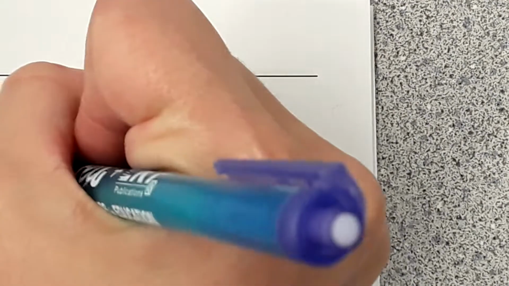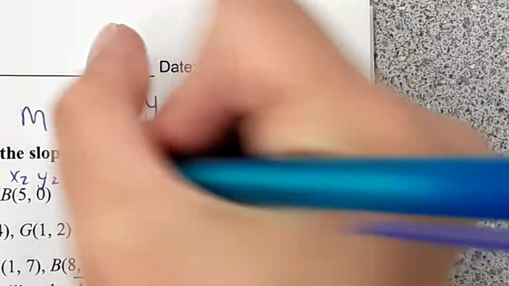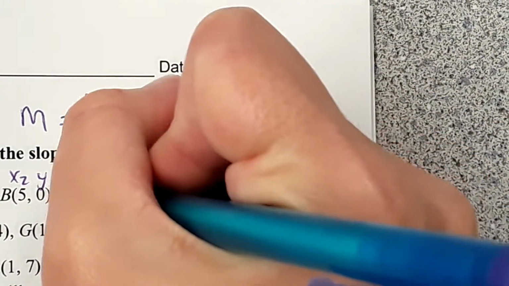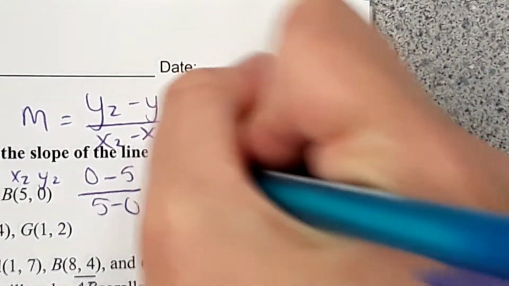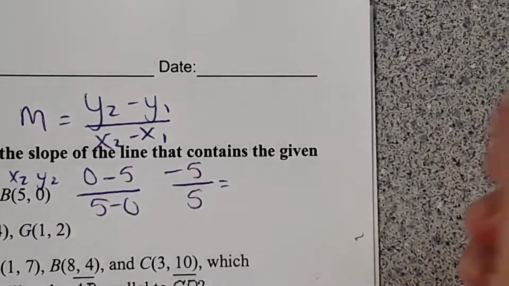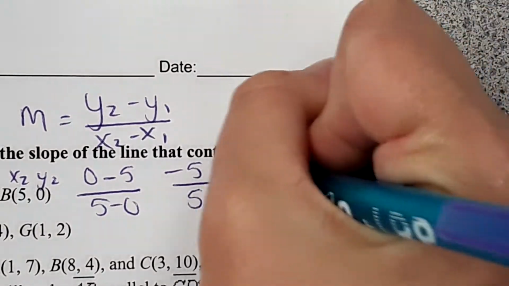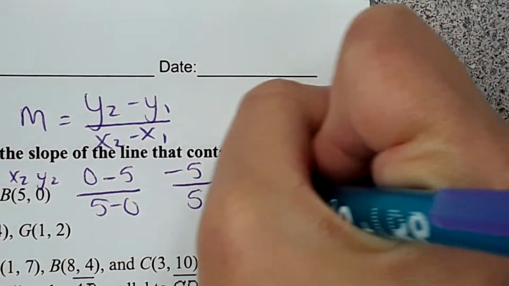Okay, our x1, y1, x2, y2. 0 minus 5 over 5 minus 0 gives us negative 5 over 5. Wait, I wrote that wrong. Negative 5 divided by 5 is negative 1, so our slope here is negative 1.